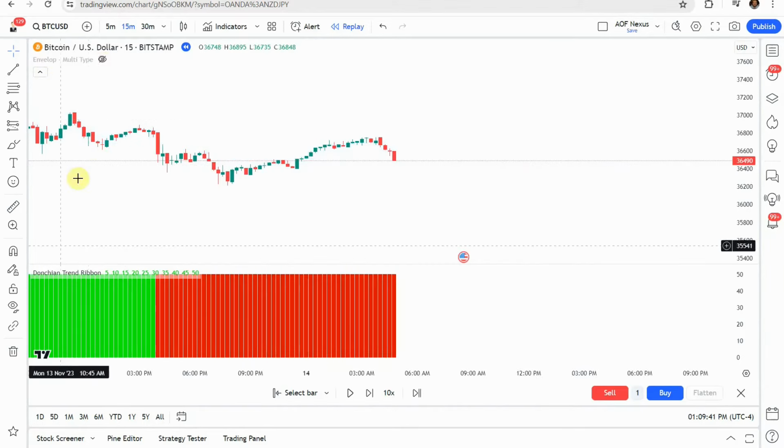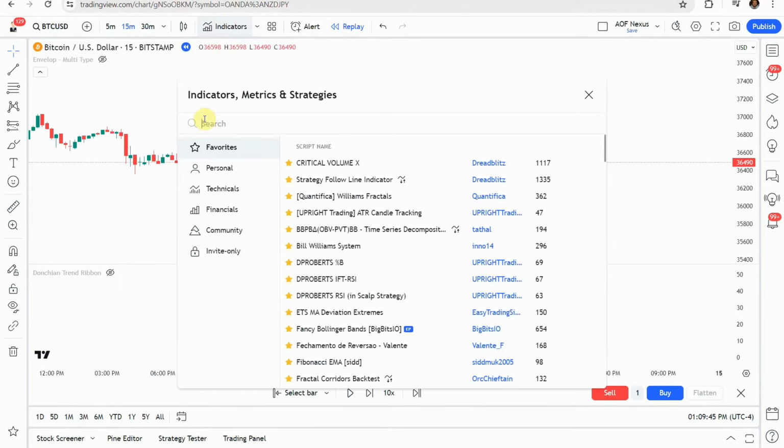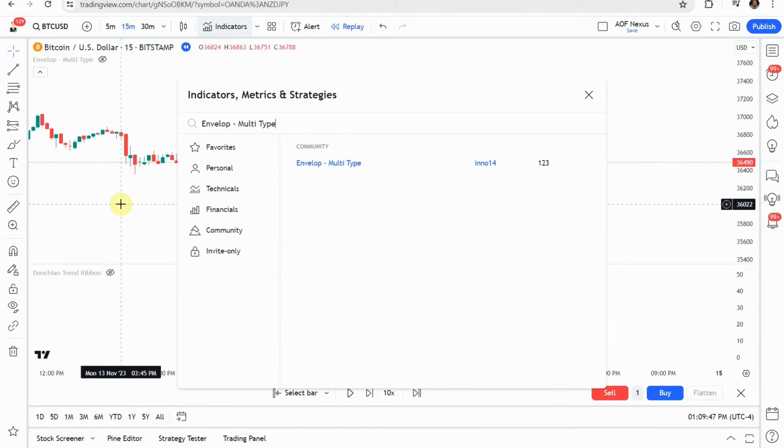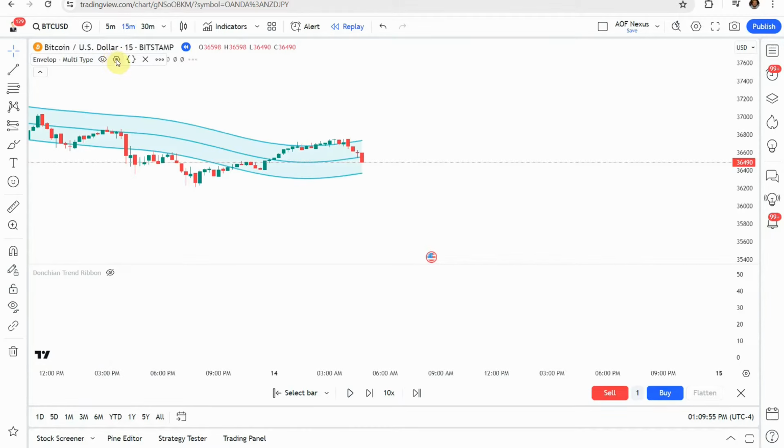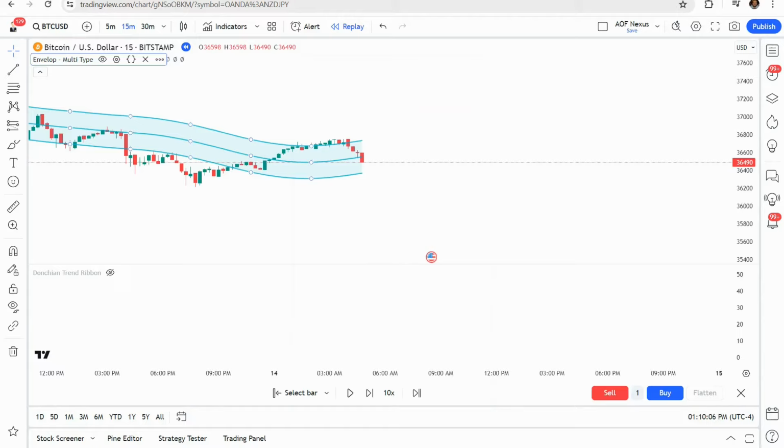And so what we'll do is just go ahead and hide these two indicators here. And the first indicator we will add to the screen is going to be the envelope multi-type, this one right here. Go ahead and click on that, add it to the screen, and we're going to jump into the settings on this one. And under the cycle period right here, you're going to change that to 19. Go ahead and click OK.